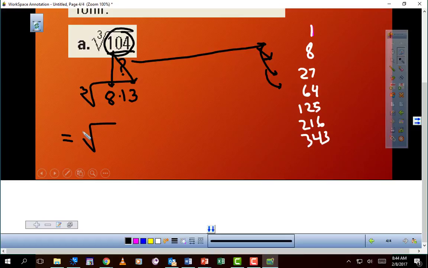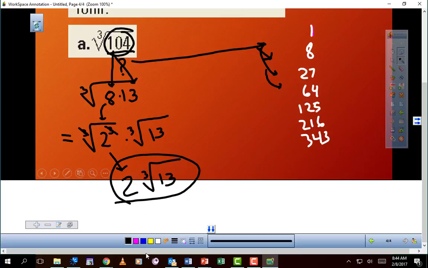So now I could write this as the cube root of 2 cubed, which is how we write the 8, times the cube root of 13. And as you might imagine, this is a cube root, and the exponent is a 3, so they cancel. So we get a 2 here. And this one does not simplify any further. So we can write this as 2 times the cube root of 13. And there you have it. That's how we simplify some of these.